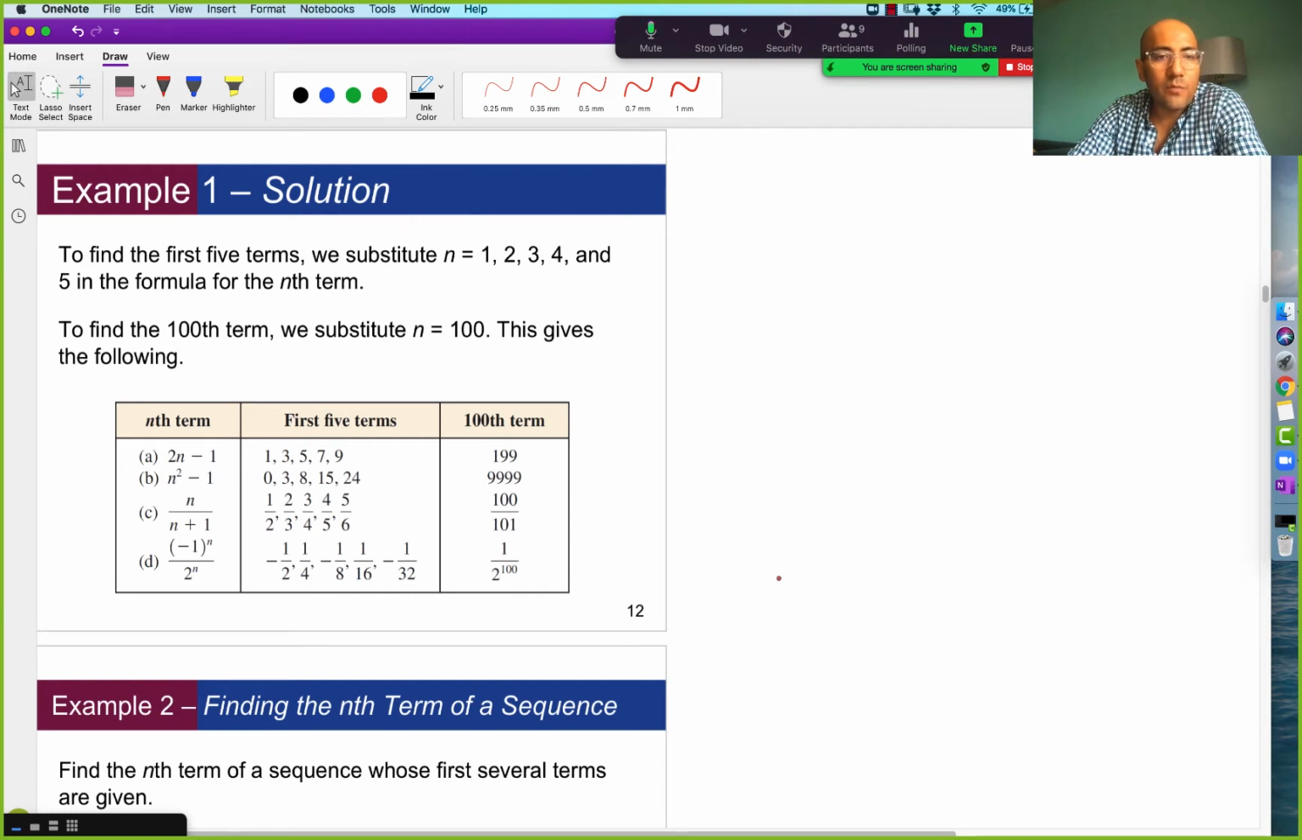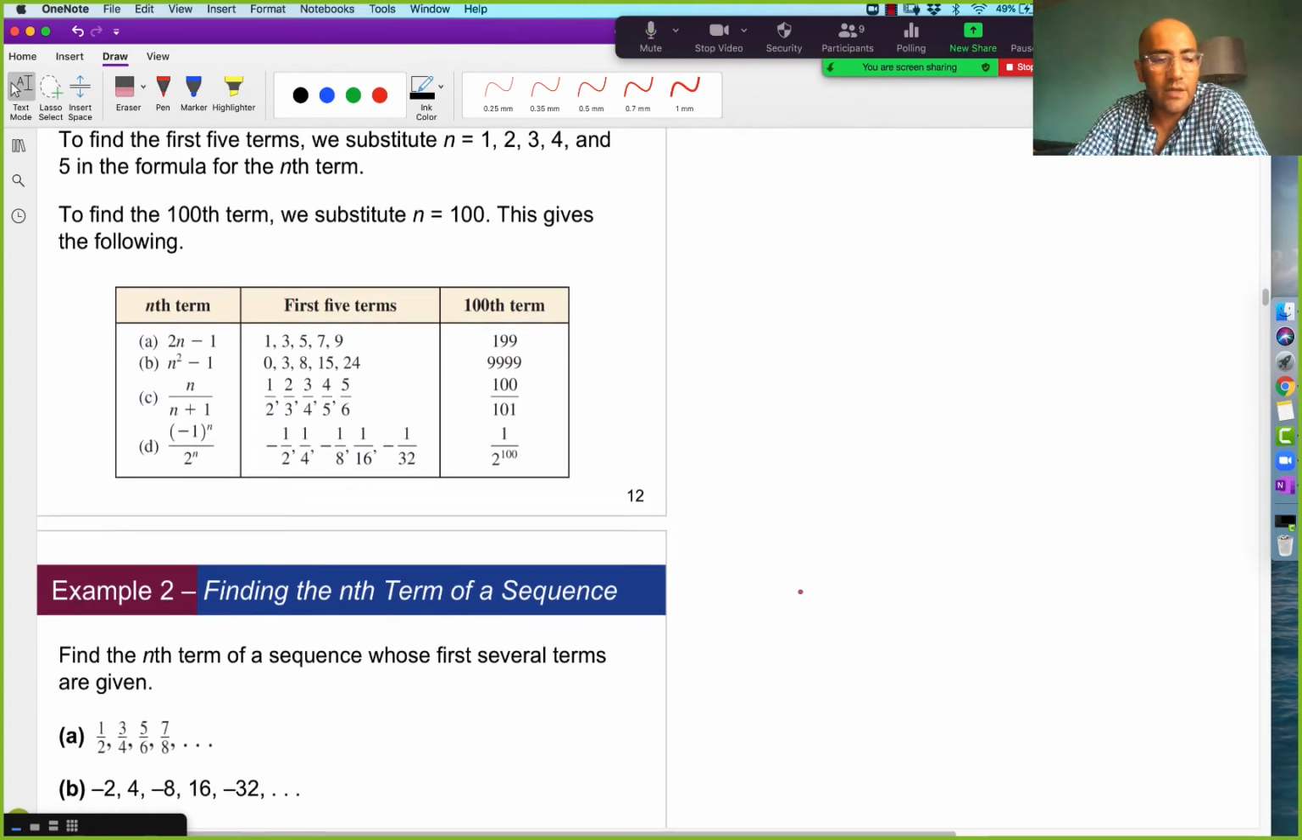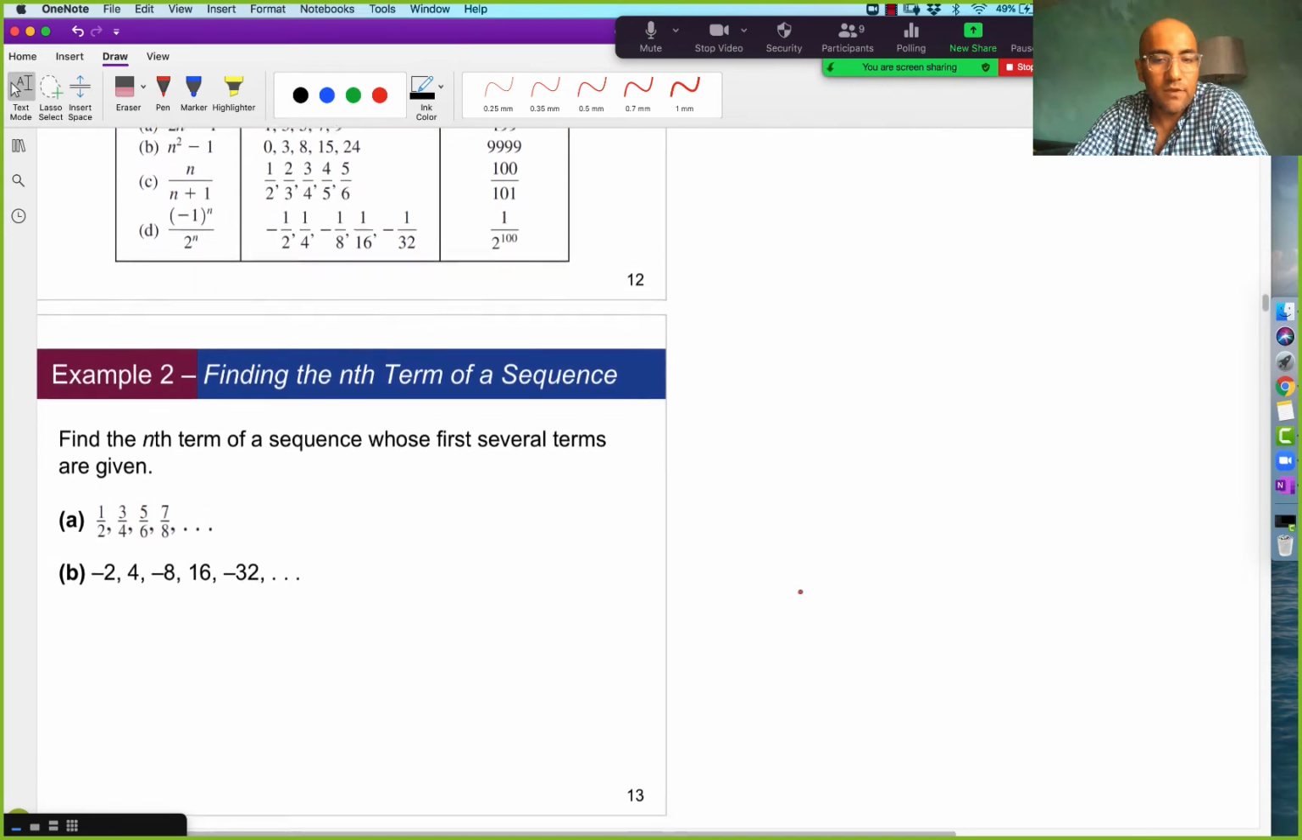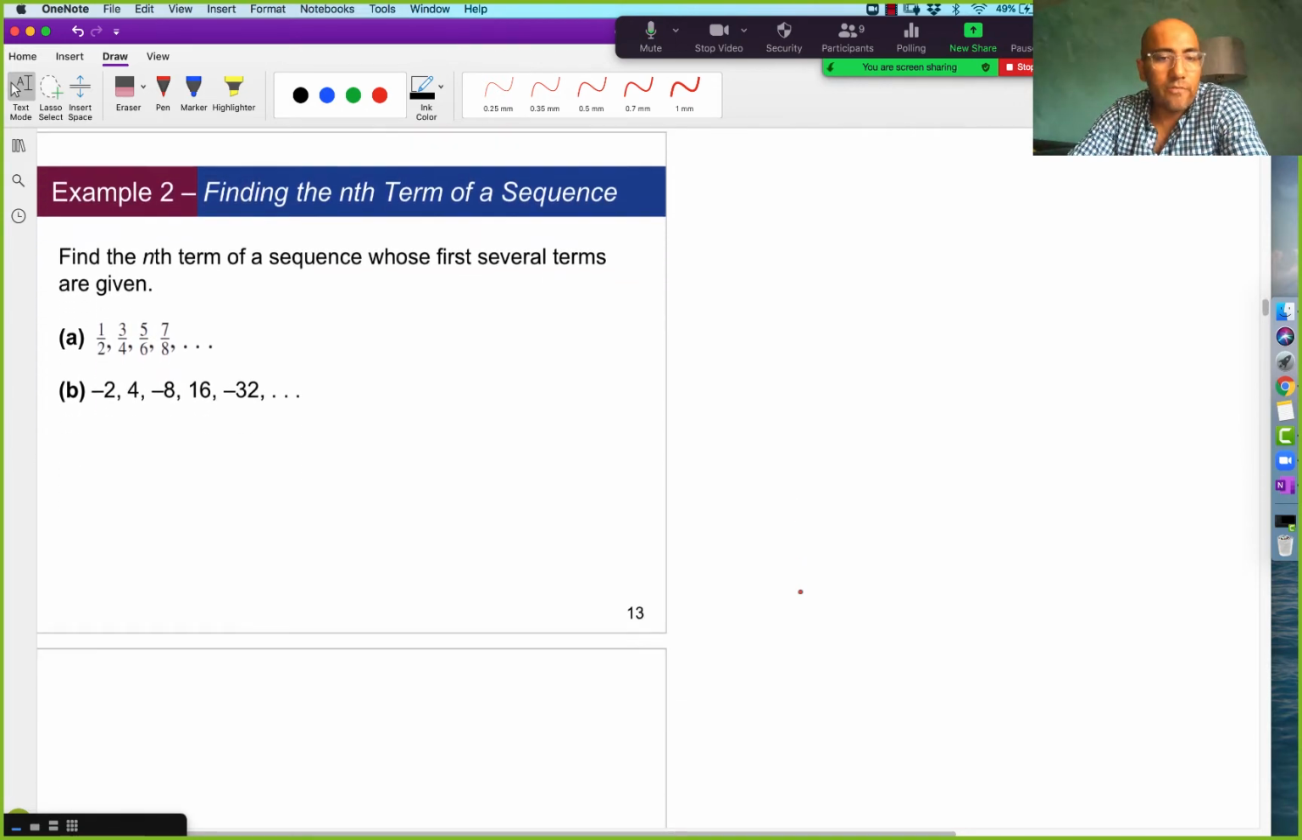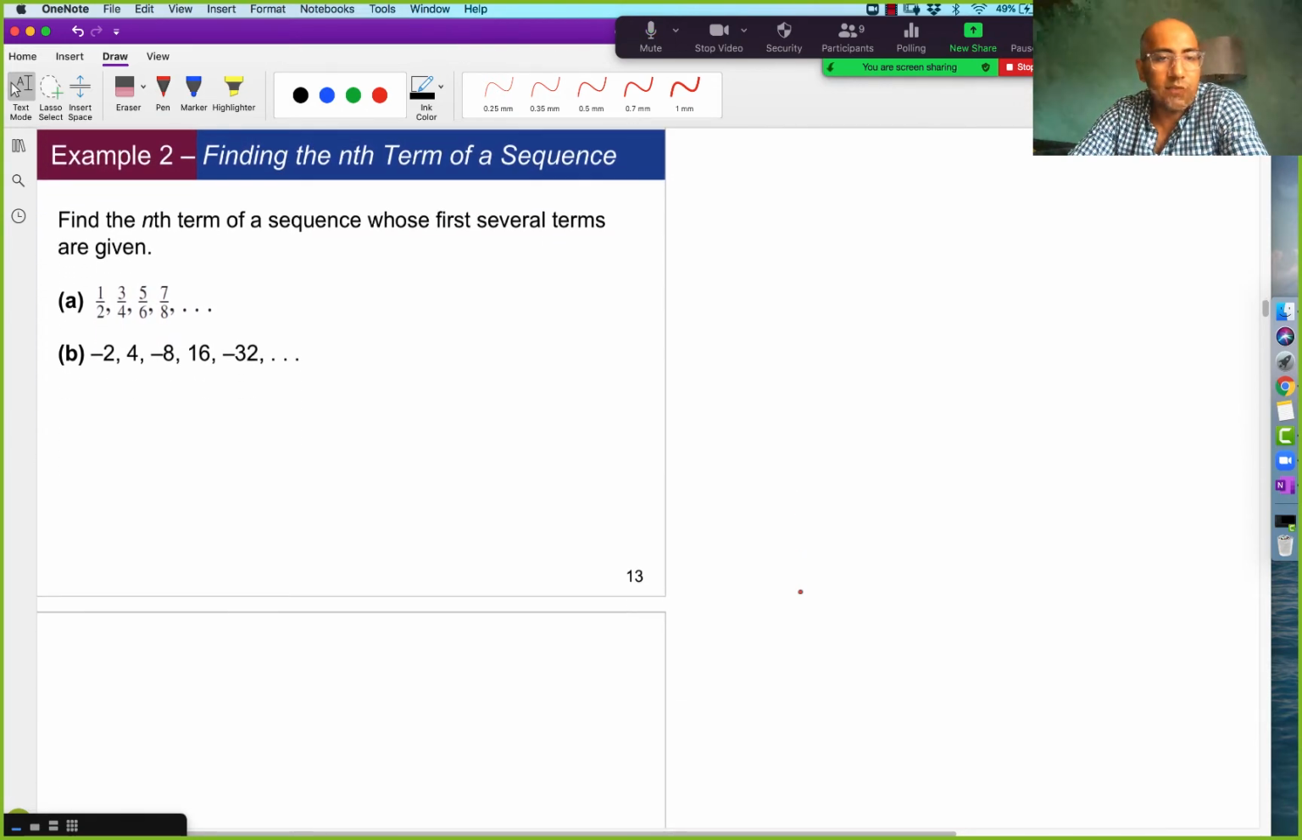So some of your homework will be just this easy. A formula is given, find the first 5 terms, find the 100th term, find the 78th term, something like that. So you just have to plug it in and calculate it. That part's easy. But then, of course, we throw in some twists and make things a little tougher.